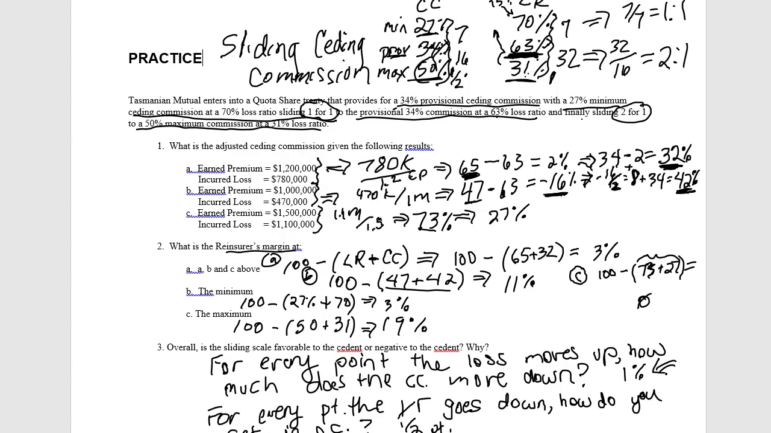They're penalized more when the loss ratio is worse than expected. They're only rewarded at 1/2 a point. So this scale is unfavorable because the ceding commission goes down faster than it goes up. And that's how you do the sliding scale ceding commission problems.